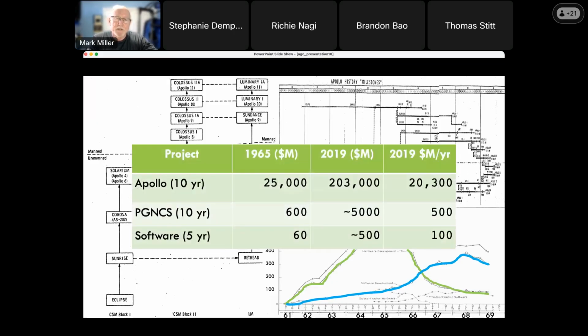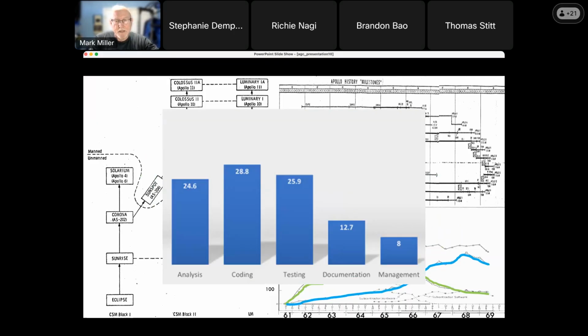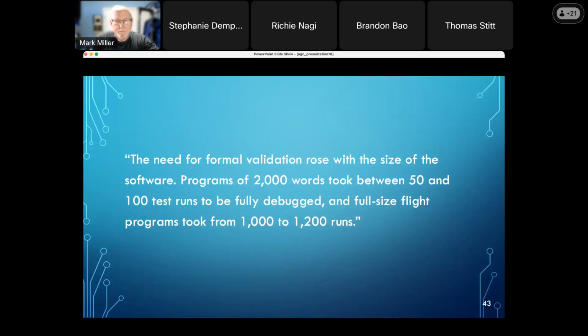This is some idea of what the system cost. The software effort alone in 2019 dollars would have been 500 million overall, about 100 million a year is what they were running for the software. And this is some breakdown of the difference, whether they're talking about documentation, management, testing, coding, and so forth. I don't know too many projects that spend 25 to 30% of their budget testing. So that's a lot of testing.